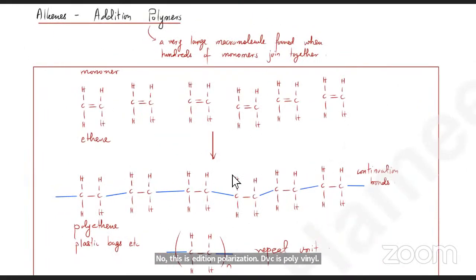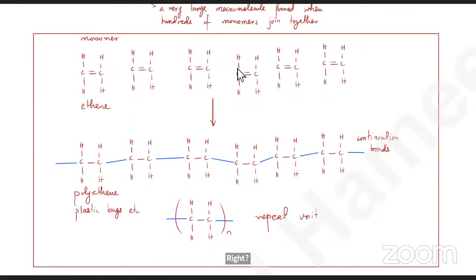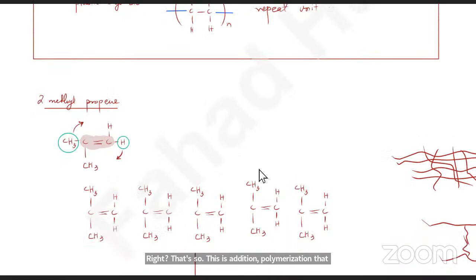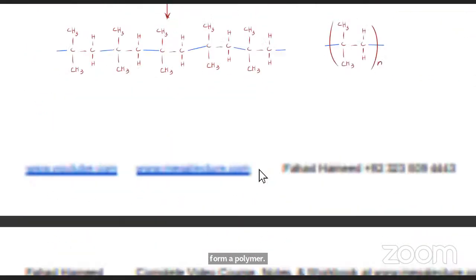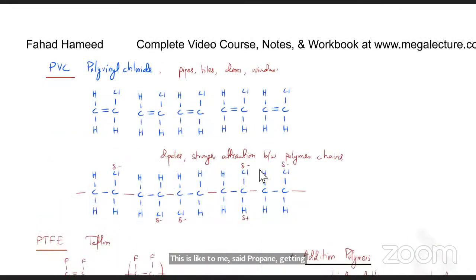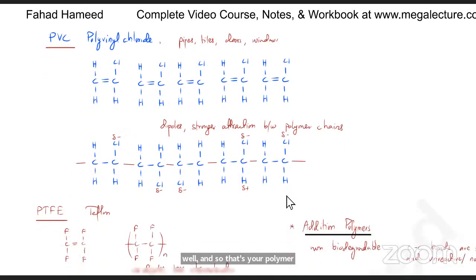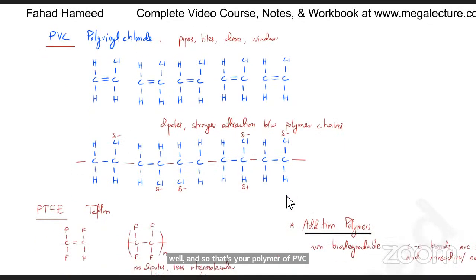This is addition polymerization, where a bunch of alkene monomers join up and form a polymer. This is 2-methylpropene getting polymerized. You had some examples like PVC, polyvinyl chloride, used in PVC tiles, doors, windows, etc. It's just like ethene, but with a Cl as well, and that's your polymer of PVC. Is that clear? Yes, sir.